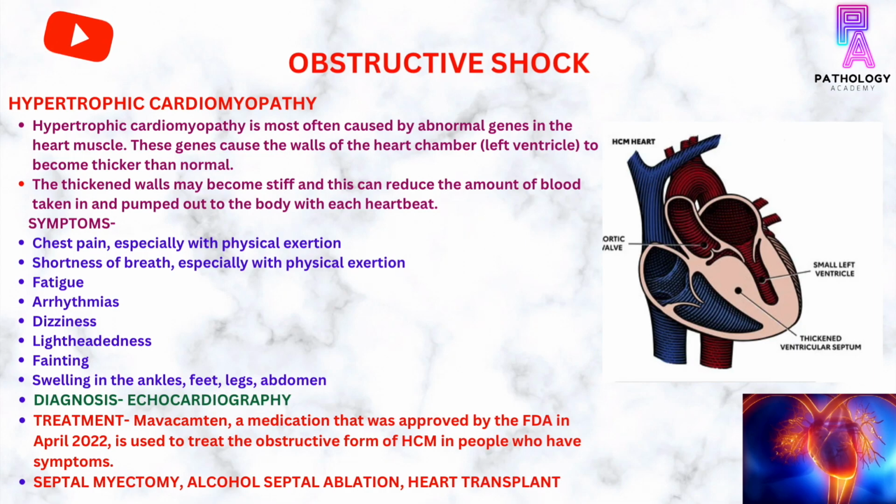These patients also present with chest pain, shortness of breath, fatigue, arrhythmias, dizziness, lightheadedness, fainting, and swelling in the ankles, feet, legs, or abdomen. The treatment of hypertrophic cardiomyopathy can be done by septal myectomy, alcohol septal ablation, or heart transplant, depending on the individual patient. Mavacamten, a medicine, was also approved by the FDA in April 2022 to treat the obstructive form of hypertrophic cardiomyopathy in people who have symptoms.